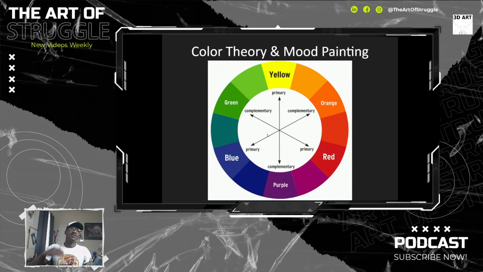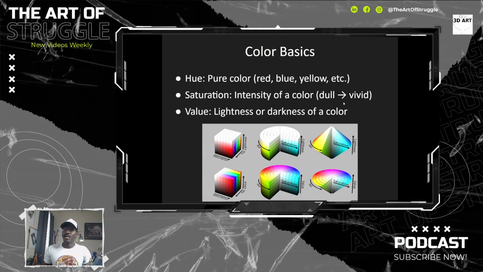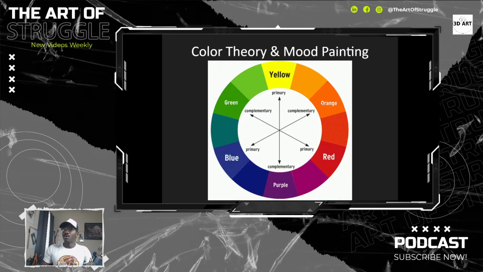All right. So let me share my screen with you guys, and we will begin our conversation on color theory and mood painting. So here I have like the image of a color wheel, just to kind of give you guys the basics, right? Our primary colors, RGB, and then we have our complementary, red, blue, and yellow, and then complementary colors. And then we have our tertiary colors.